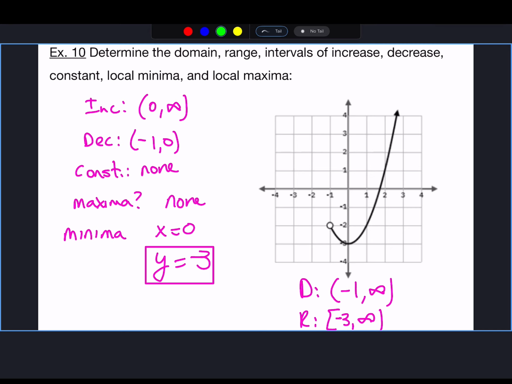How did you get the -1 of the decrease? So we use the x values. And so the x value where it starts is -1. So it goes from -1 and it goes down. That's decreasing. Good question.